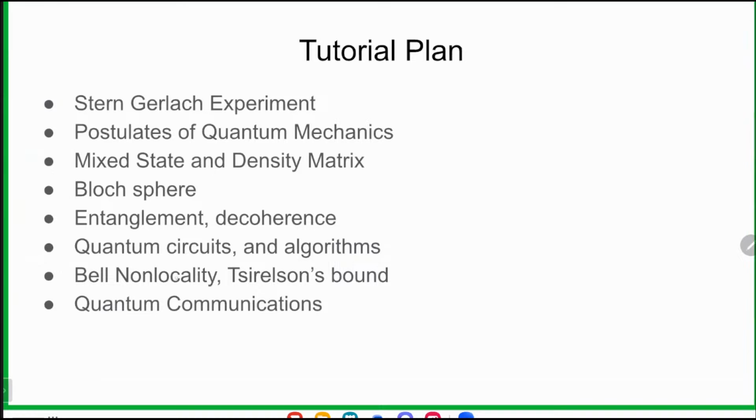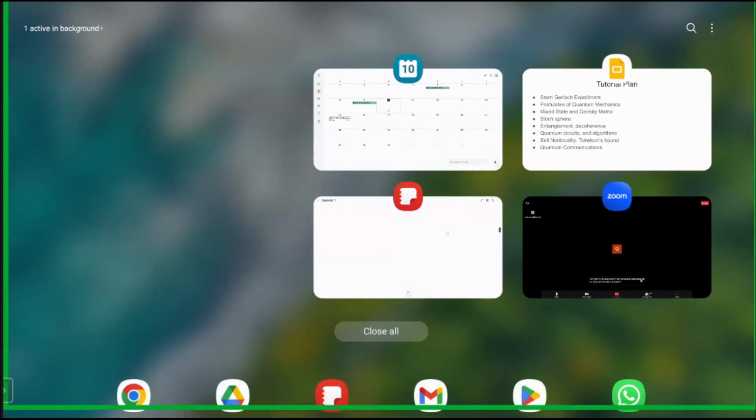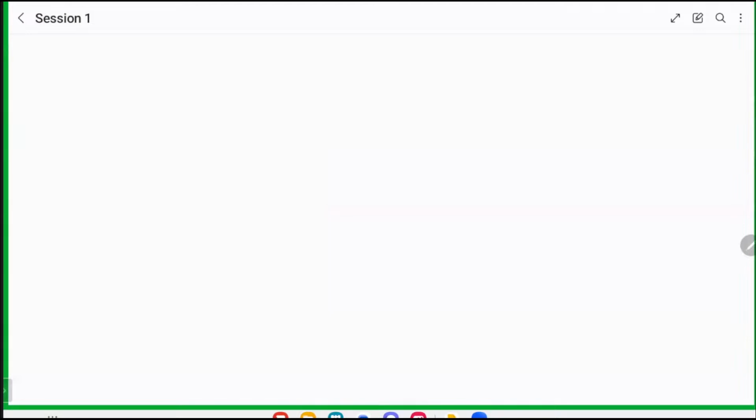And quantum communication. The last two topics will probably be covered by a colleague of mine, Shukmit Mukherjee. Okay, so that's it for the presentation part. Now I would switch over to my notes and get started with the Stern-Gerlach experiment. But before I do that, I would stop and ask if there are any questions, queries, or confusions.